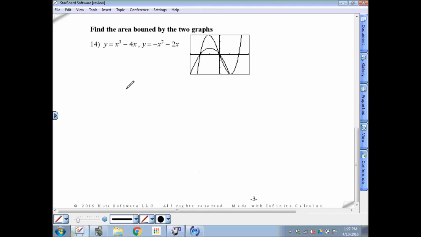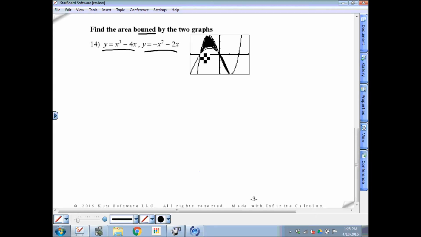Okay, question 14. You have been provided with these two equations. I've given you a picture of what the graph looks like, just so we can make reference to it. But the directions are to find the area bounded by the two graphs. Bounded means find areas like this one here. It's completely bounded by two graphs, and then there's this area right there. So we need to find the combination of the two areas.